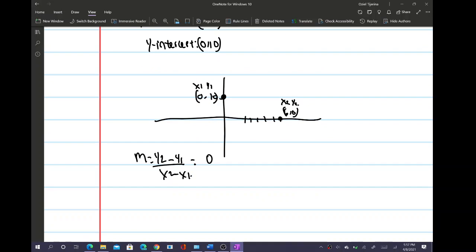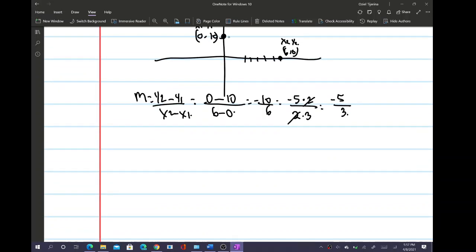So this is 0 minus 10 over 6 minus 0, right? So then you have negative 10 over 6. This is equal to negative 5 times 2 over 2 times 3. The 2's cancel out. You get that your slope is negative 5/3. Now, you have y equals mx plus b.